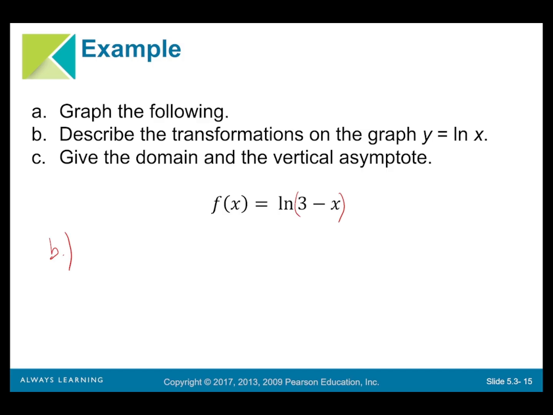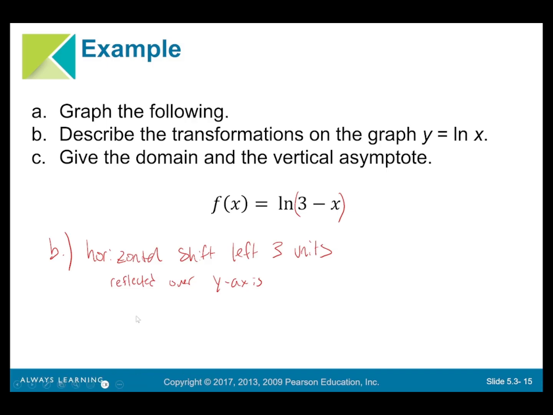So we know we've done a horizontal shift left 3 units. We also have a minus x, so we know we have reflected over the y-axis, and I know it's the y-axis because every positive x became a negative x. So that flips it over the y-axis. Then right off the graph, we should be able to pick up the domain and the vertical asymptote.